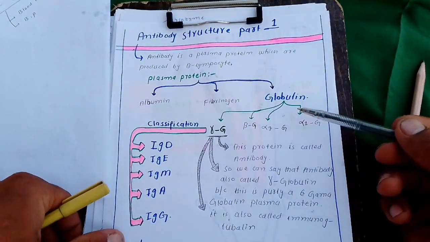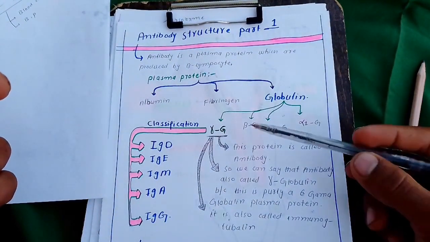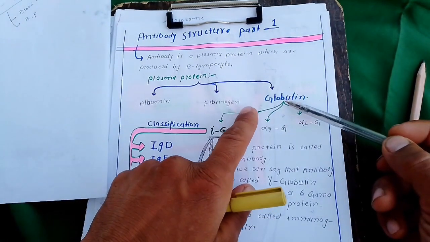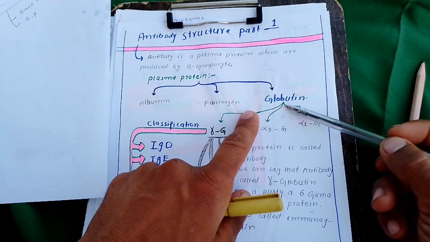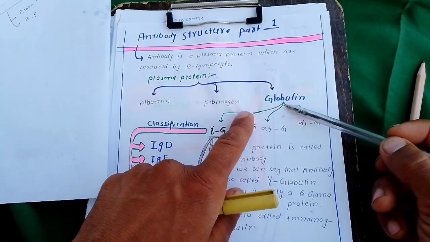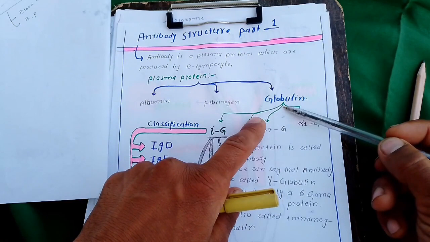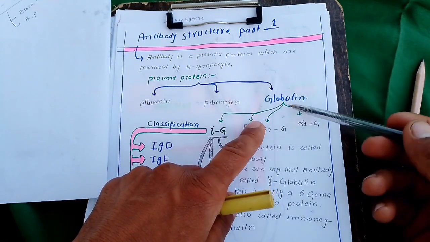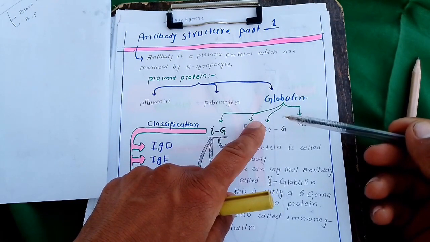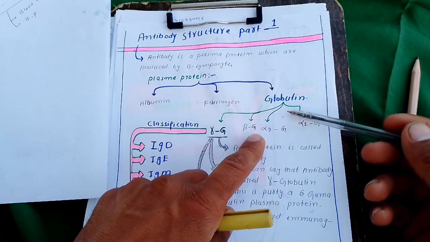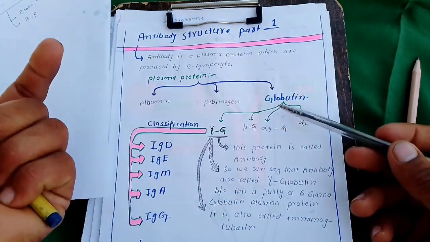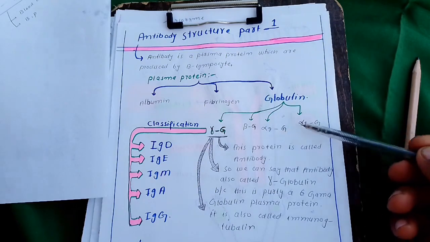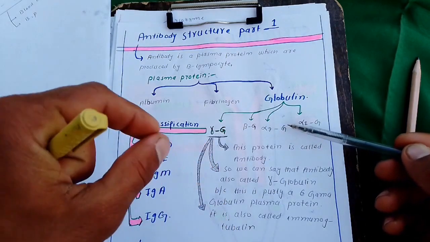Then globulin has several types. Globulin is the main plasma protein, which forms about 75% of the plasma protein. It is present in the blood in large amount. Globulin has different types: gamma globulin, beta globulin, alpha 2 globulin, alpha 1 globulin. These are the types of globulin protein.